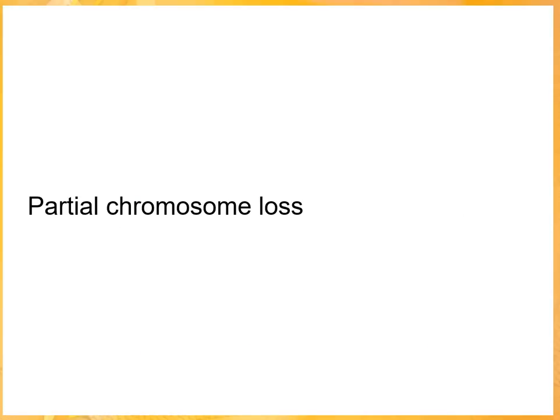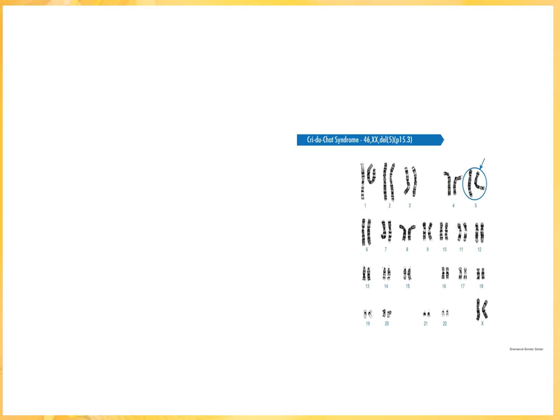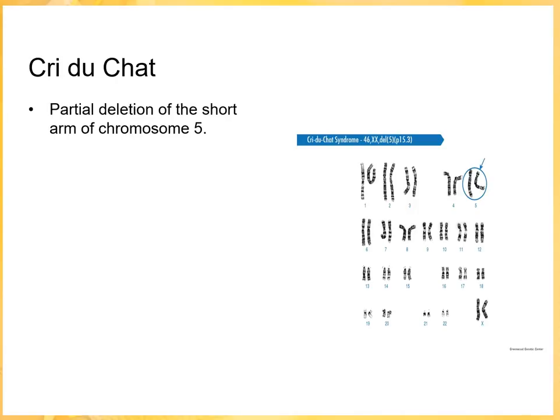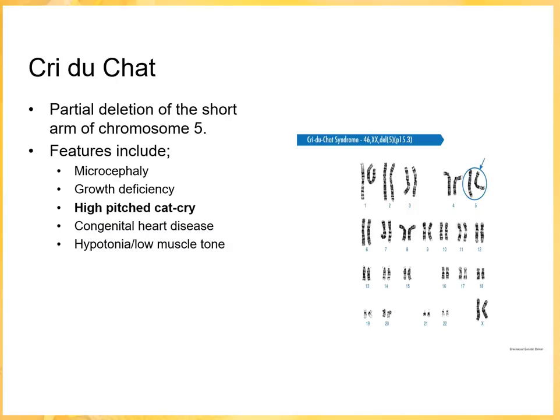So partial chromosome loss usually occurs during the formation of the egg or sperm when they're copying the chromosome. It doesn't copy all the way. So partial deletion of chromosome 5, clinical characteristics include microcephaly, growth deficiency, a high-pitched cat cry. That's how they got the name cri du chat, because it was originally described in France, and cri du chat in French is cry of the cat. Congenital heart defects, and low muscle tone.